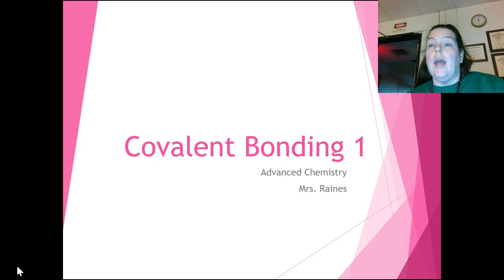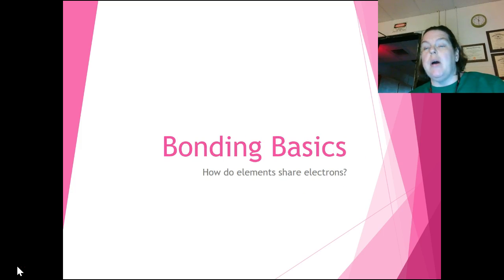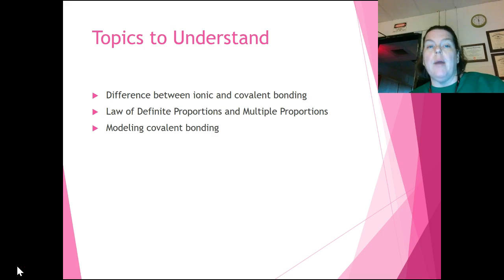Today we're going to look at covalent bonding for the first time, and we're just talking about bonding basics. We're going to start off by looking at the differences between ionic and covalent bonding and making sure we understand that. We want to make sure we understand the law of definite proportions, and we want to start this beginning of modeling covalent bonding and how we approach that.